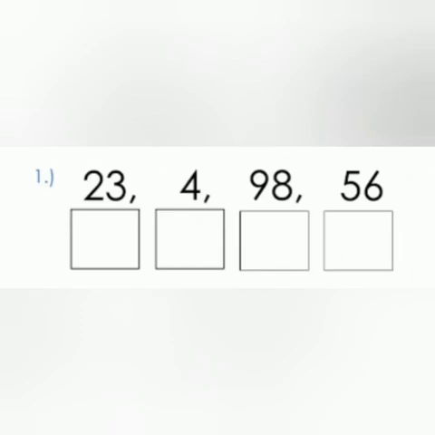From 23, 2 is in the tens place. From 4, no tens place value. From 98, 9 is in the tens place. From 56, 5 is in the tens place. By using the tens place value, that means the greatest place value, we have to find which is the greatest number. From all the tens place values, which number is the greatest number? 98. So we have to write 98 as the first number.